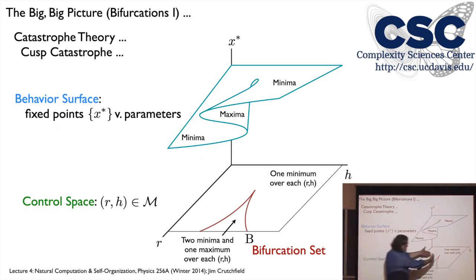Now, where does this boundary come from? It actually is the projection of this edge, just right where the surface folds on itself, right where the surface folds up. That's exactly where the number of equilibria changes. And so I'm plotting here this red curve, cusp, against cusp catastrophe. This cusp down in the control space is where the number of solutions changes, and it changes abruptly. So we call this the bifurcation set.